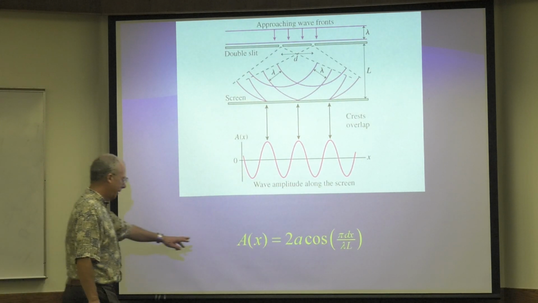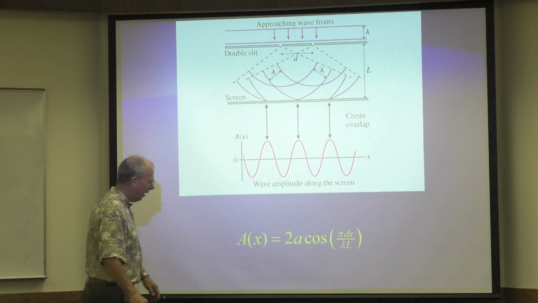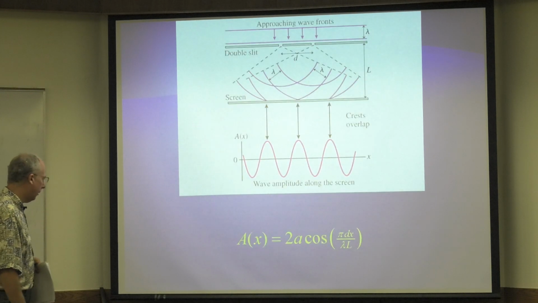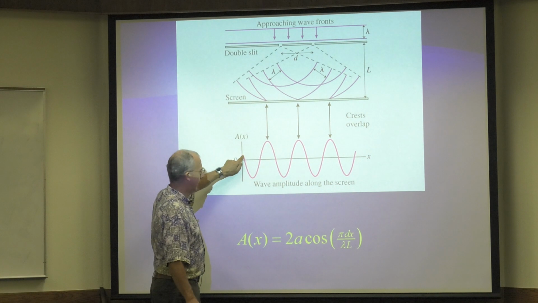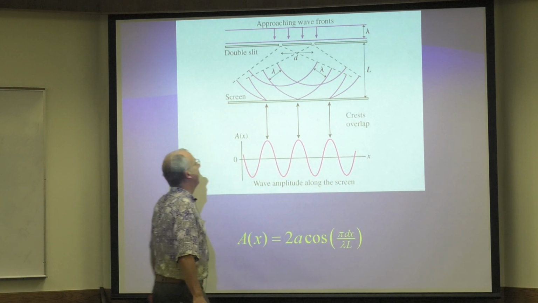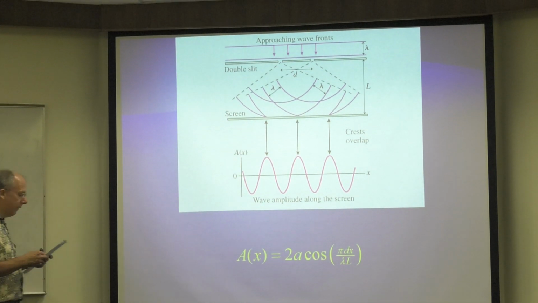All right, so the amplitude, 2a cosine of pi d x over lambda L. Whatever. Okay, and there's our nice, it's really an inverse sine. Here's a nice sinusoidal amplitude. So that's the interference pattern that you get from the double slit experiment.